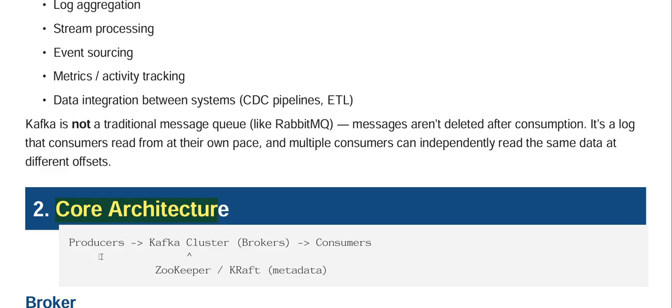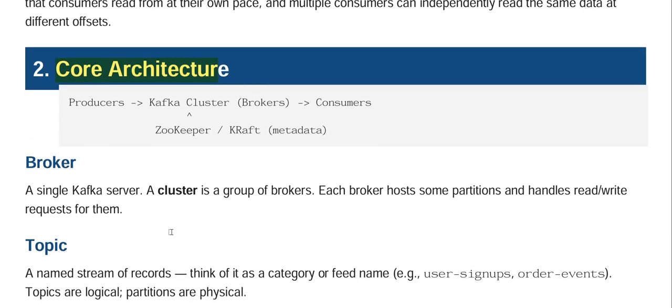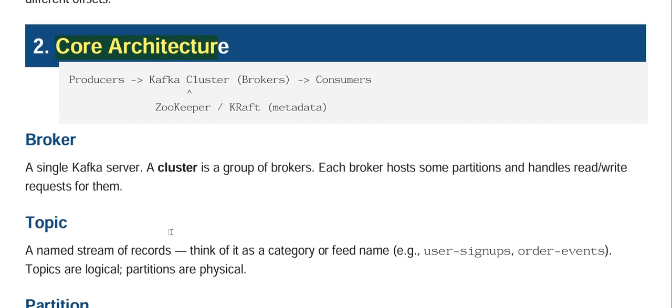So that's the cluster. As mentioned earlier, a single Kafka server is a broker, and a cluster is a group of brokers. Each broker hosts some partitions and handles read and write requests for them. So let's see one topic. A topic has a name, a named stream of records, a category or feed name.